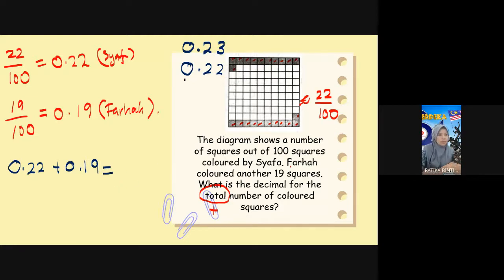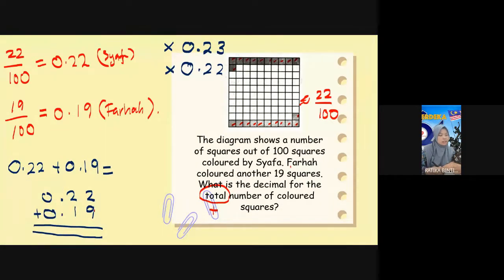Jadi tak adalah jawapan dia 0.22, tak adalah jawapan dia 0.23. You need to read the question carefully. Okay, yang dalam gambar ni adalah yang diwarnakan oleh Syafa. Lepas tu Farha warna lagi 19. Jadi the total number is inilah. So, decimal kan? We need to arrange the decimal point in one straight line. 0.22 to 0.19. You add as usual.